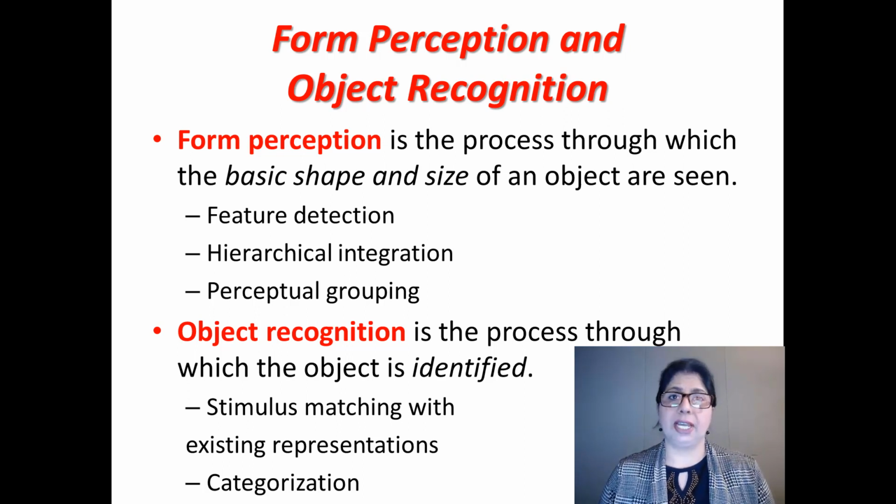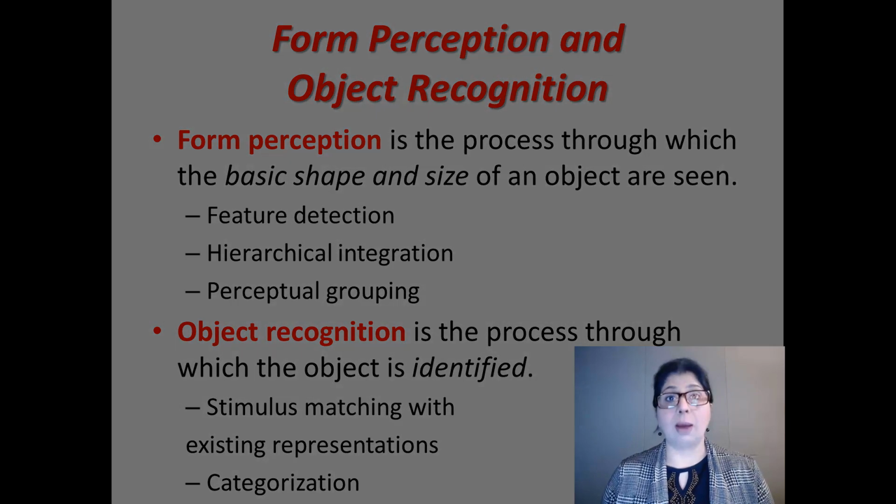How about after that? Once you see a shape, how do you know if it is a stimulus you've already seen before? If it's a shape you've already seen before, how do you recognize a particular object that is familiar to you? How do you call a rose a rose? So categorization and matching is an important step in the process of object recognition, obviously.